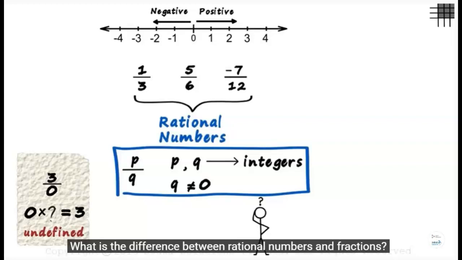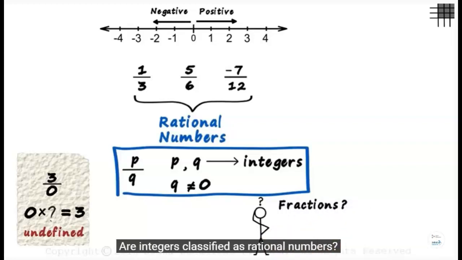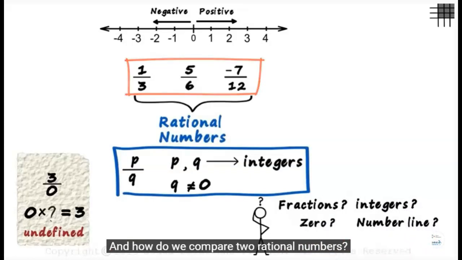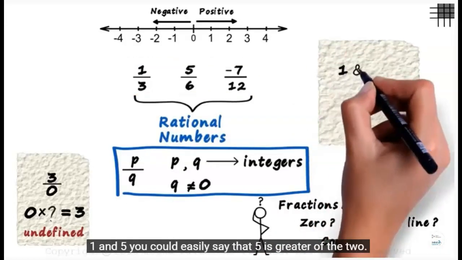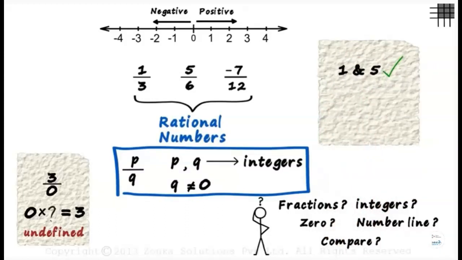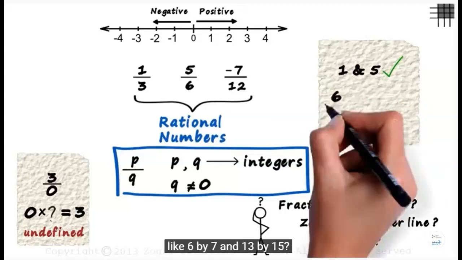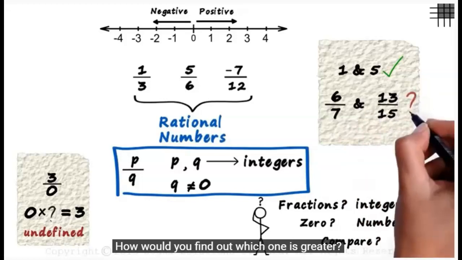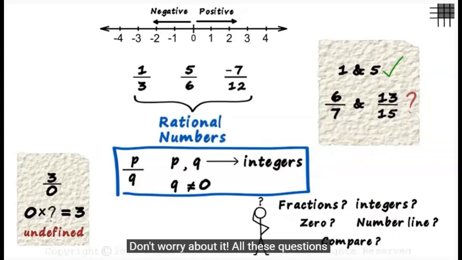What is the difference between rational numbers and fractions? Are integers classified as rational numbers? What about 0? How do we plot such numbers on a number line? And how do we compare two rational numbers? For example, if you're asked to compare 1 and 5, you could easily say that 5 is greater of the 2. But what if you're asked to compare numbers like 6/7 and 13/15? How would you find out which one is greater? Don't worry about it. All these questions will be answered in our videos on rational numbers.